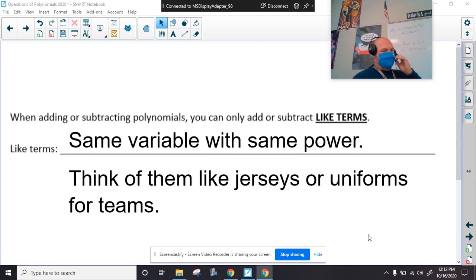All right, so today we're going to be doing some operations with polynomials. Poly coming from the Greek word meaning many, nomials meaning terms. So it's going to be a lot of different terms. Now, with your like terms, a lot of these are going to be the same variable with the same power. I like to think of them like jerseys or uniforms for teams.